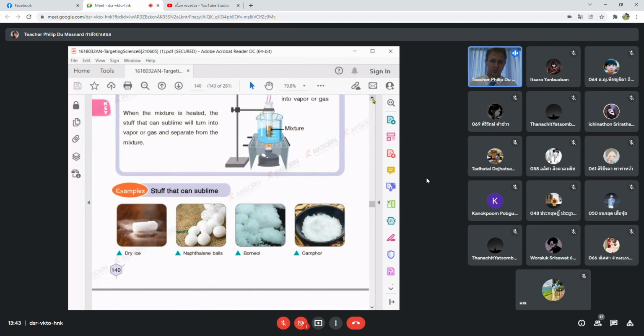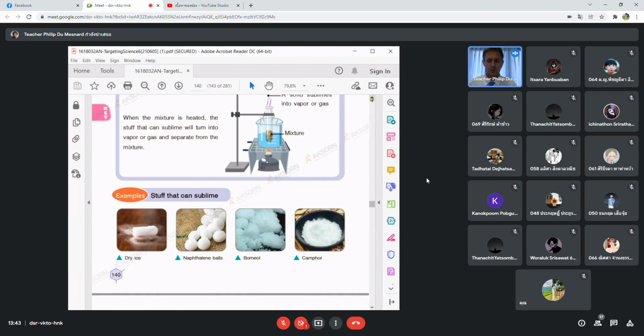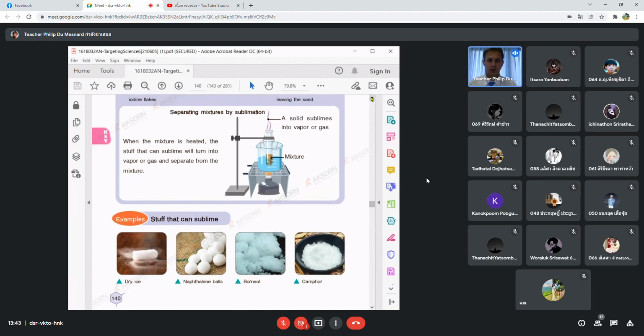It's also very important. So sublimation, it means that if I make it hot, it's going to go to a gas. So water, it does not sublime, because water, if I make it hot, it's going to be a liquid. And then if I make it more hot, it's going to be a gas. But this stuff, it doesn't go to liquid. It's just solid or gas or solid or gas.